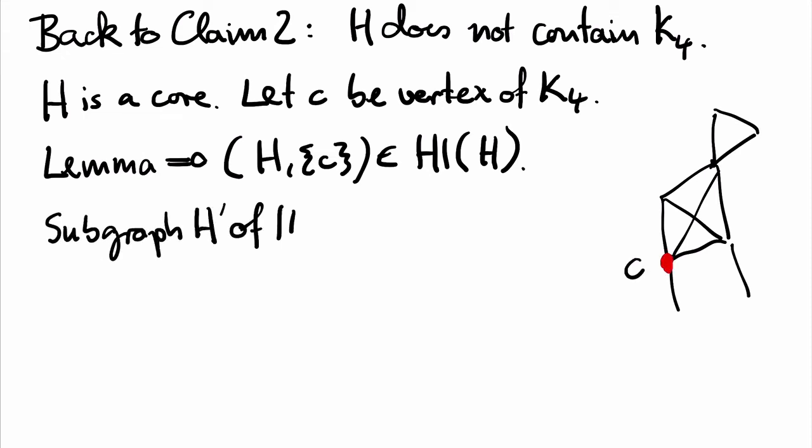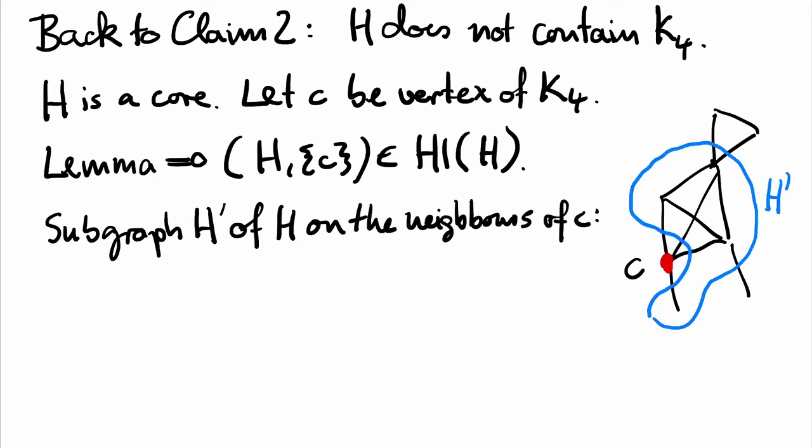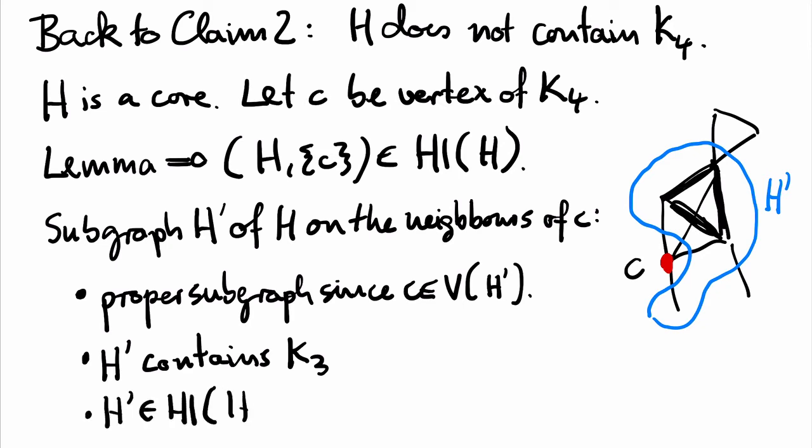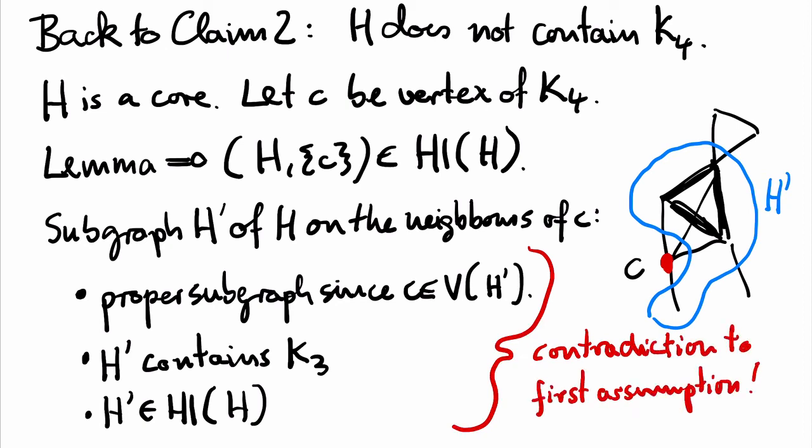Now consider the subgraph H' of H on all the vertices that are adjacent to c. H' is a proper subgraph of H because it does not contain c itself. It contains the other vertices of the copy of K4, so it must contain a triangle. Moreover, H' is primitively positively constructible in H, and this is in contradiction to our first assumption. And this proves the claim. We have seen now quite a number of tricks to reduce the problem and to primitively positively construct a triangle. Let's try this out on an example.